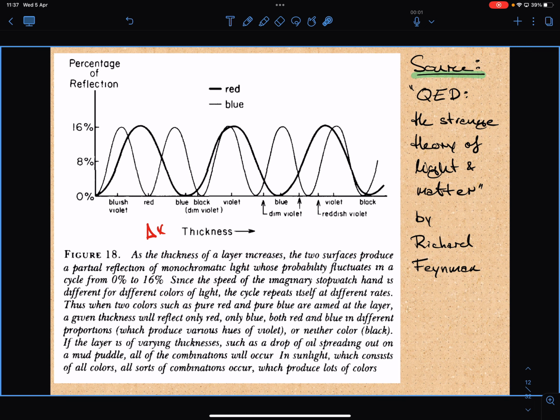Then the colors start mixing based on the thickness. Here, both of them are high, and you're going to see violet, and they mix completely. You go back to blue. This is a dim violet, reddish blue, violet, and then here, in this position where neither of them is reflected, you'll see black. So this is what happens for mixing two different sources of light. And you see that the probability fluctuates from 0 to 16%.